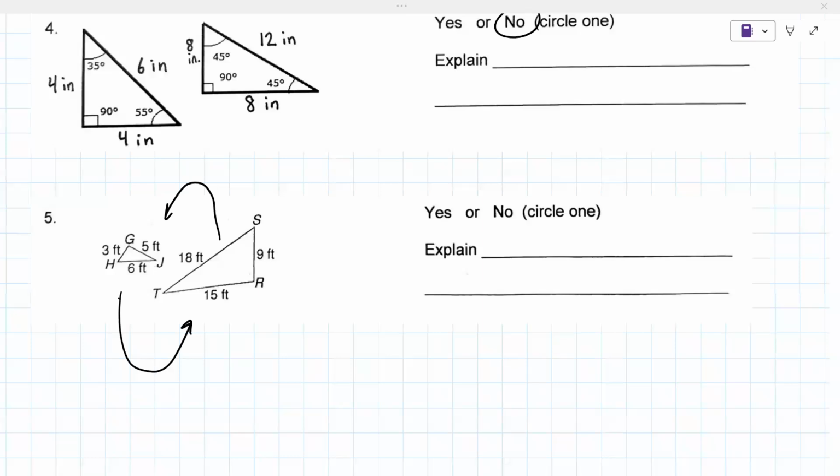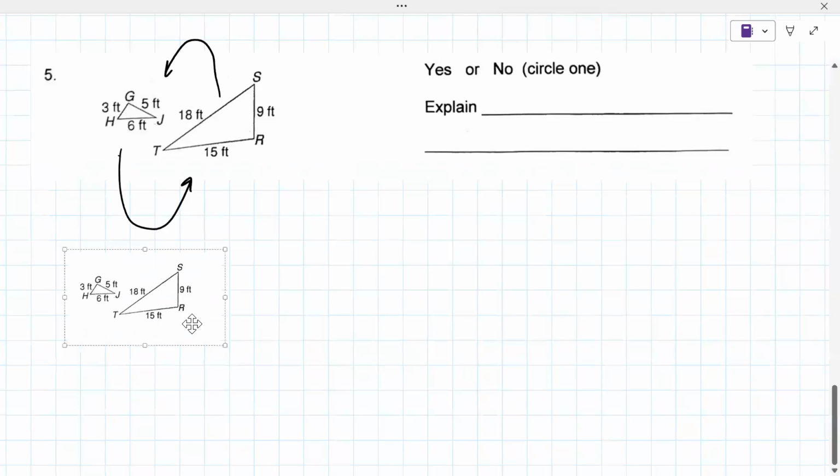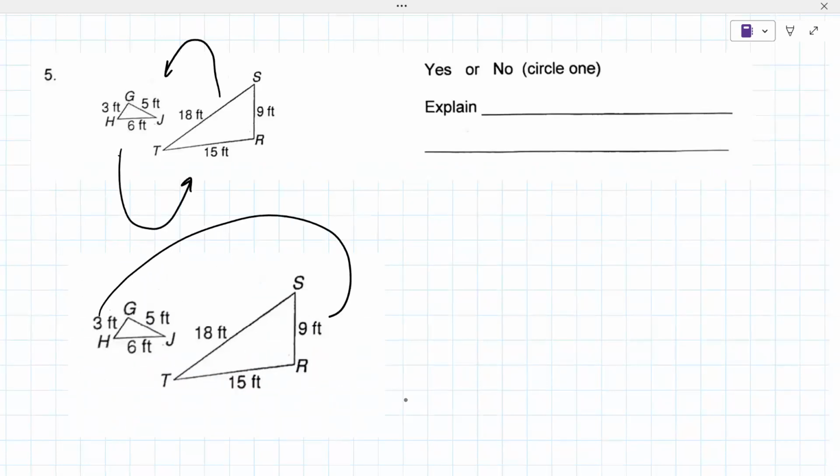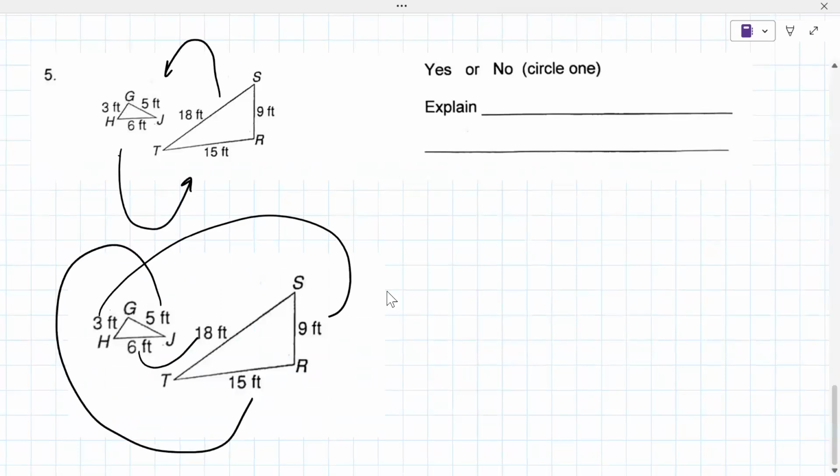All right, here we go. So here are the sides that go together. The 3 goes with the 9, the 6 goes with the 18, and the 5 goes with the 15.